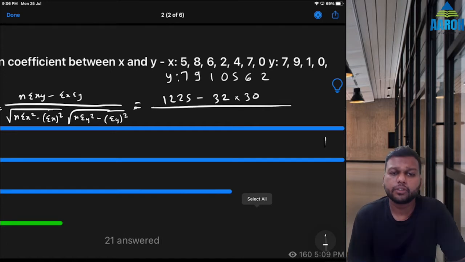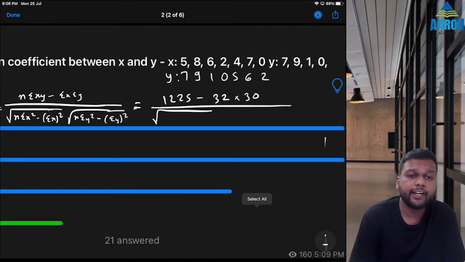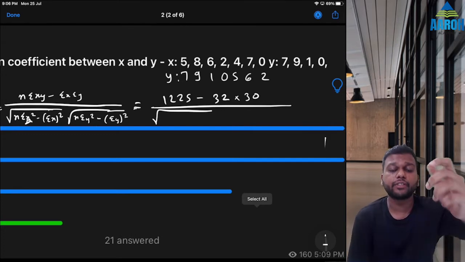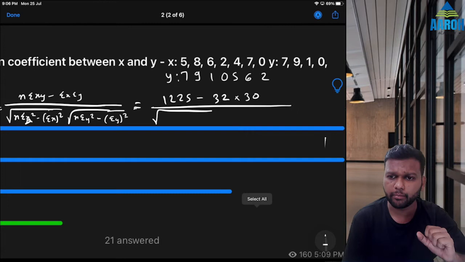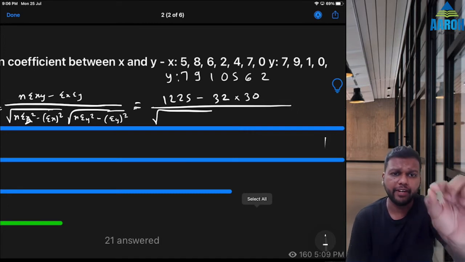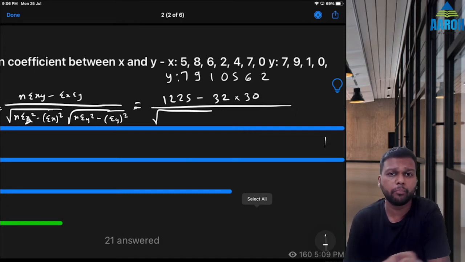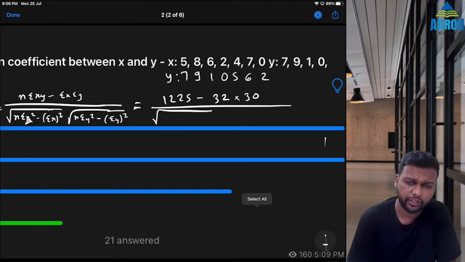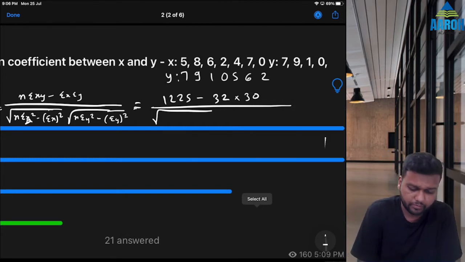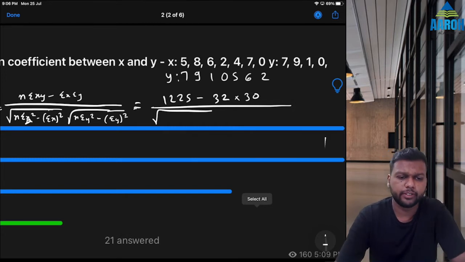Divided by square root of, okay, n into summation x square. How do we do summation x square? X square. So 5 square M plus, 8 square M plus, 6 square M plus, and so on. So do it on calculator. 5 into equal to M plus, 8 into equal to M plus, 6 into equal to M plus. Do it on calculator fast. Let me know what is the answer. Let me also do it.